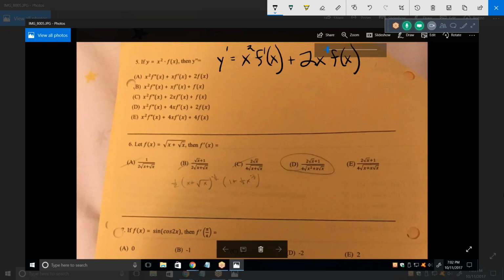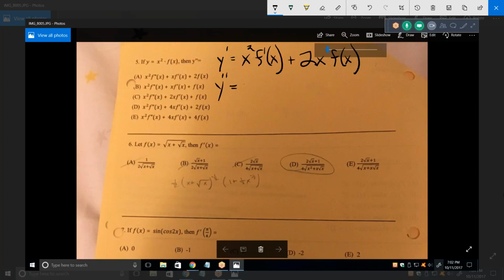Now figure out f double prime. Notice that all these answers are in terms of f prime of x and f of x. So we don't need to know what f of x is. Just need to apply the rules of differentiation. Okay, do it again. We got two products here.